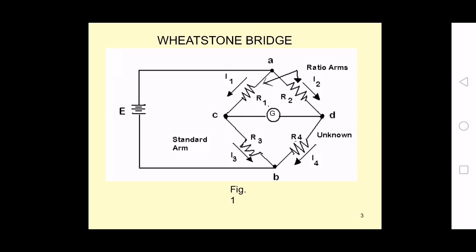So totally you will have four arms. On these four arms you will have the four resistances R1, R2, R3, R4, and the opposite junctions A and B are connected with the power supply. C and D are connected to a galvanometer, and the AD arms are called ratio arms. The CB arm is called the standard arm. The unknown resistance is connected in the DB arm, so that is called the unknown arm. You can draw the diagram.